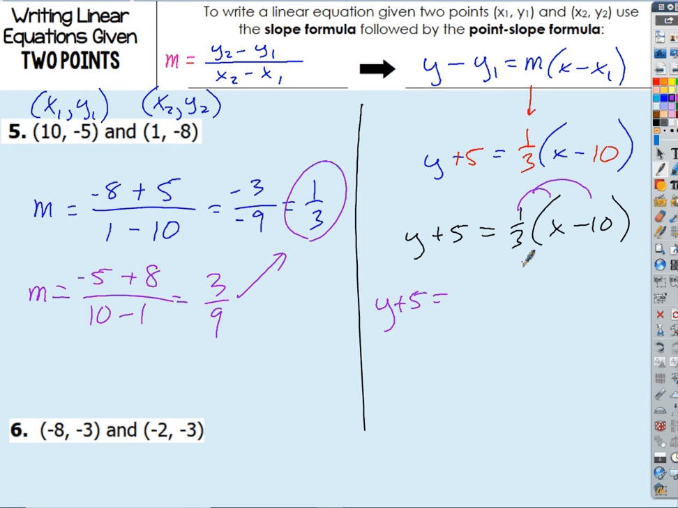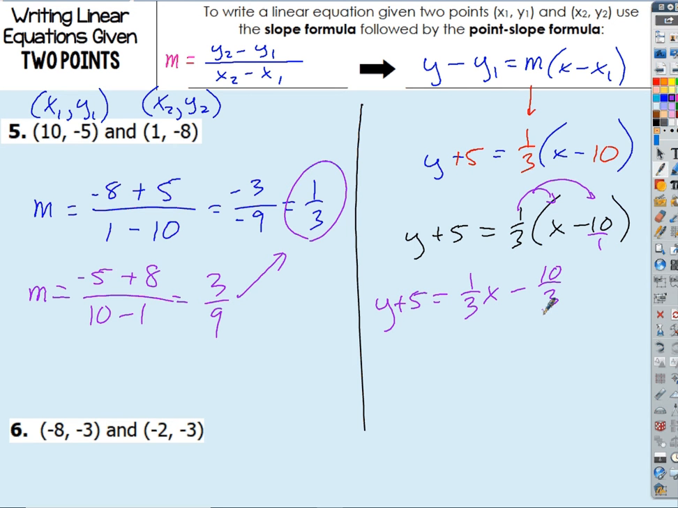1/3 x minus 1/3 x? And what's 10 times 1/3? When I multiply fractions, how do I multiply them? No, it's easier than that. Multiplying fractions is the easiest thing you can do. Straight across, right? Straight across. So I'm multiplying 1/3 times 10/1. What am I going to get? 10/3. Yeah, so I get minus 10/3, right?